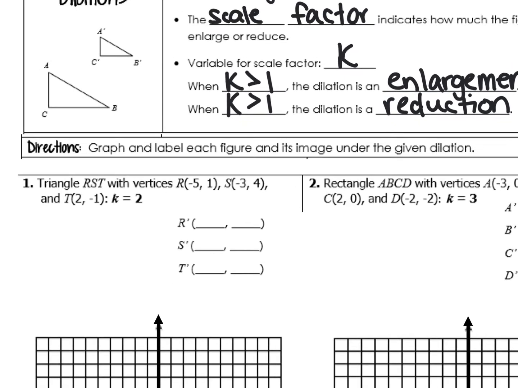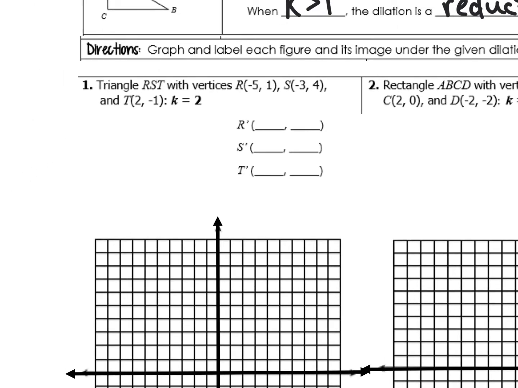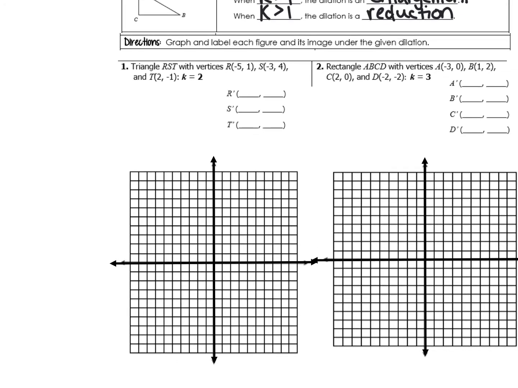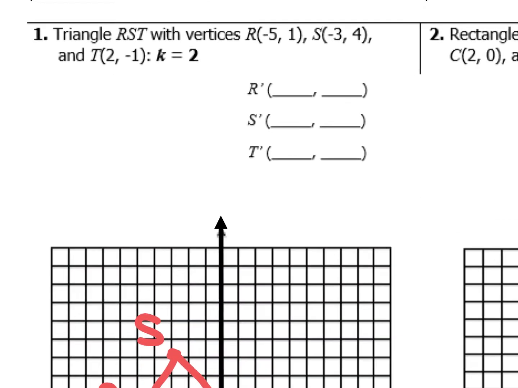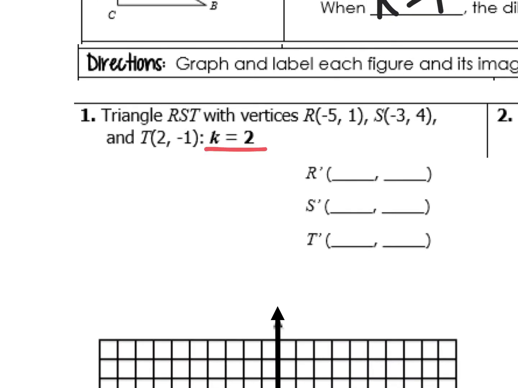All right, let's jump into the first example here. We have triangle RST. So I'm going to go ahead and graph the original triangle. You guys do the same. All right, so there's my triangle RST. Now, looking at the scale factor, we have k is 2. That's bigger than 1, so I know that my shape is going to get bigger. I'm just going to end up with a bigger triangle.